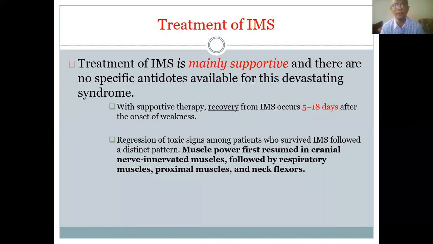Regression of toxic signs among patients who survive intermediate syndrome follows a distinct pattern. Muscle power first resumes in cranial nerve innervated muscles, followed by respiratory muscles, then proximal muscles, then neck flexors. So in this way, the functional recovery can occur.